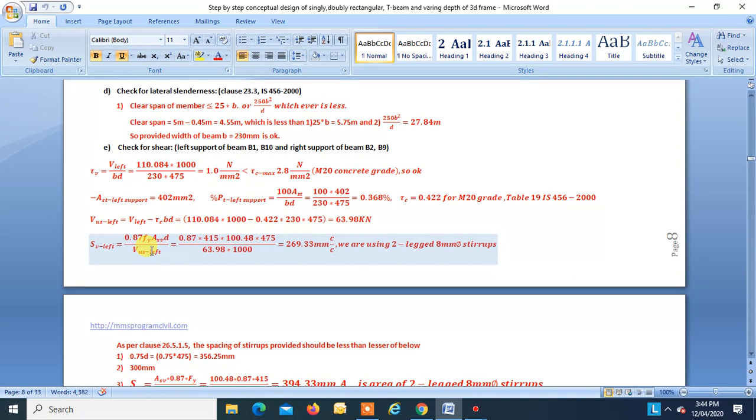As we are providing vertical stirrups, we are using this formula. Asv is the total area of the legs of the stirrup. We are providing 2-legged 8 mm dia stirrups, so the area of 8 mm dia is 25.28 into 2, which is 100.48, right? So this is how we get the spacing of 269.33 mm center to center.